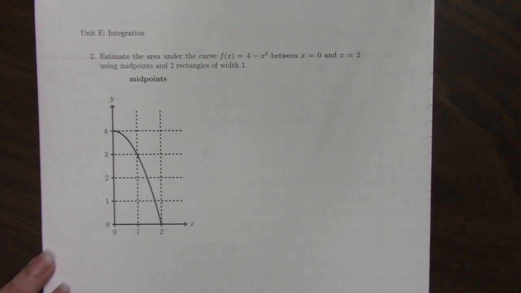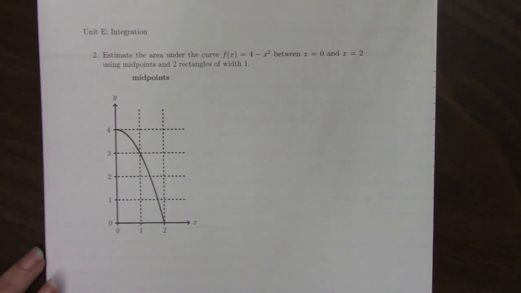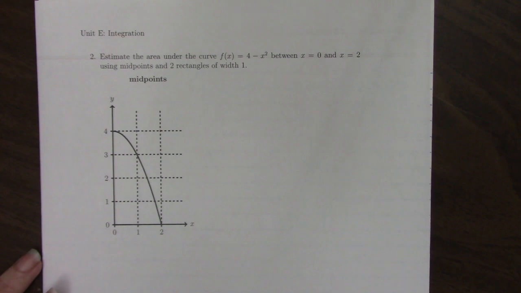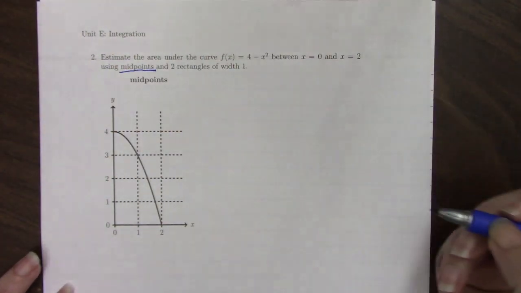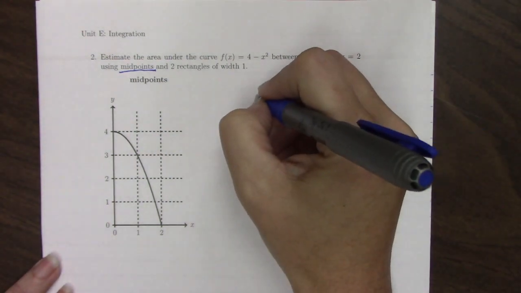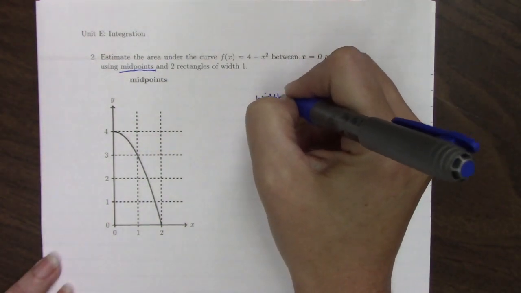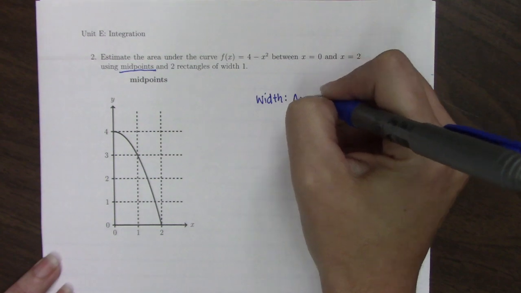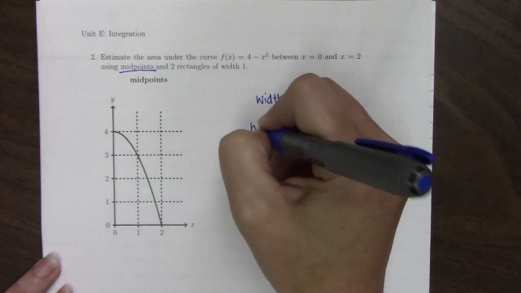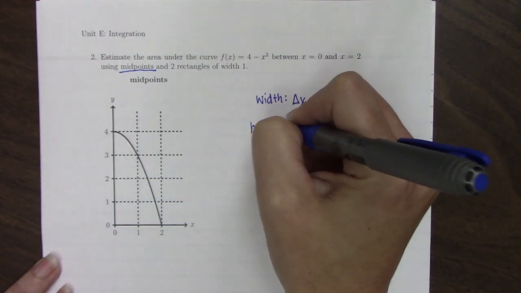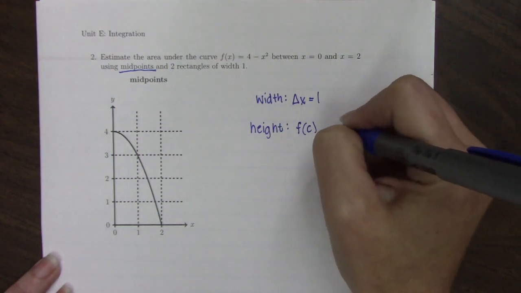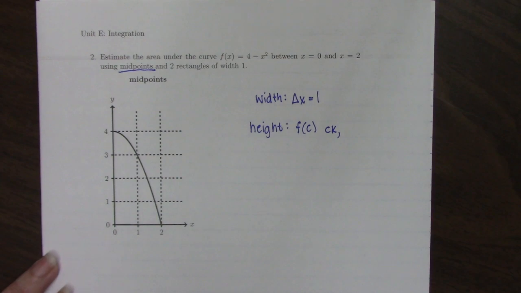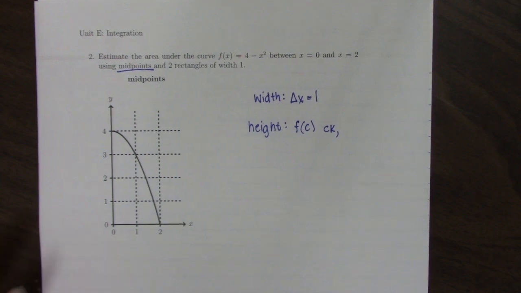Problem 2 gives us the exact same region, right? From 0 to 2, 4 minus x squared is our graph. But now it says use midpoints and 2 rectangles of width 1. So the width of my rectangles is still 1. The heights are going to be f of c, but we need to figure out where our c_k values are.